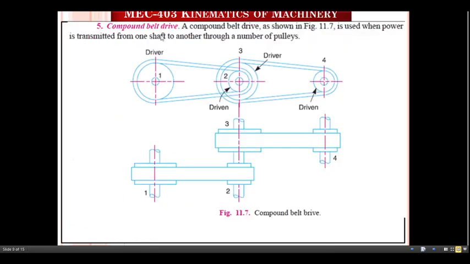Now if you just see the next one, compound belt drive. A compound belt drive arrangement is shown in this figure, and is used when the power is transmitted from one shaft to another through a number of pulleys. Now just see here, one pulley, another pulley is arranged here, and the next pulley is here. So here is the driver pulley, here is the driven pulley. When two pulleys are mounted on the same shaft, this is known as a compound belt drive arrangement.